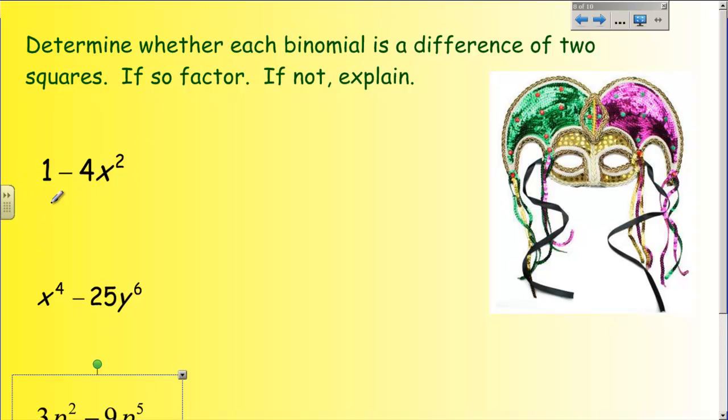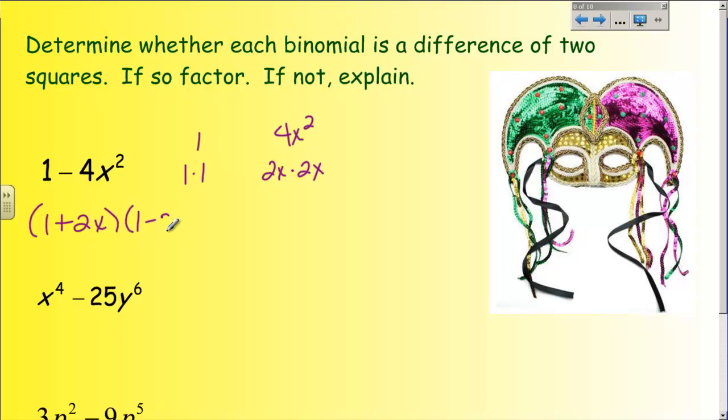So this one, well, it's a difference. I've got a minus sign. All good so far. Now, 1 is a perfect square because 1 times 1 gives me 1. And then 4x squared is also a perfect square because it's 2x times 2x. So my two factors come from right here. They are 1 plus 2x and 1 minus 2x.